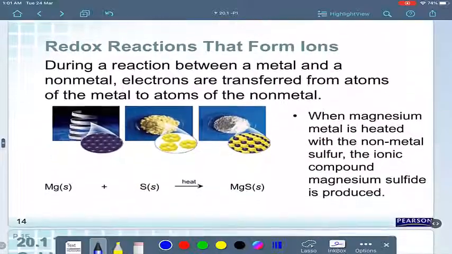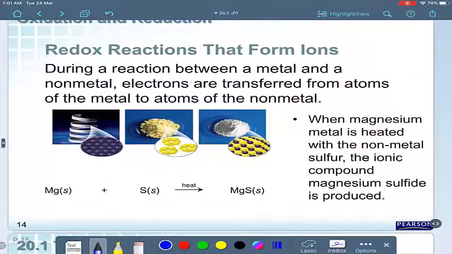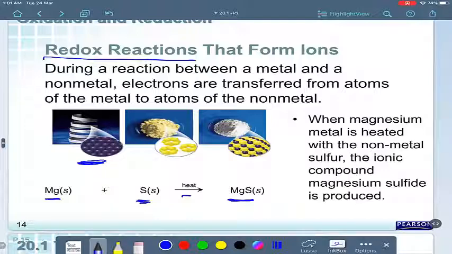Let's see this example to understand how we can find a reaction without oxygen or hydrogen in it, but it's a redox reaction. Look at this. Magnesium is an element, a metal, and sulfur is a non-metal, solid. If you react both of them together by heat, it produces magnesium sulfide. What happens here?